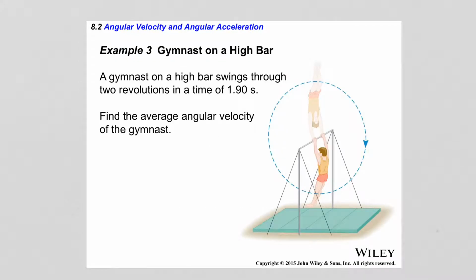Here is a simple example that combines the definitions of angular displacement and average angular velocity. We have a gymnast on a high bar who swings through 2 revolutions in a time of 1.9 seconds. Find the average angular velocity of the gymnast.